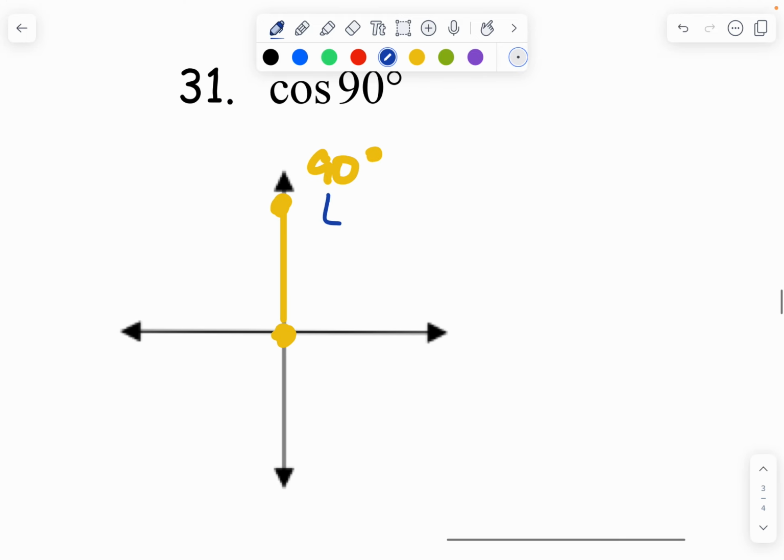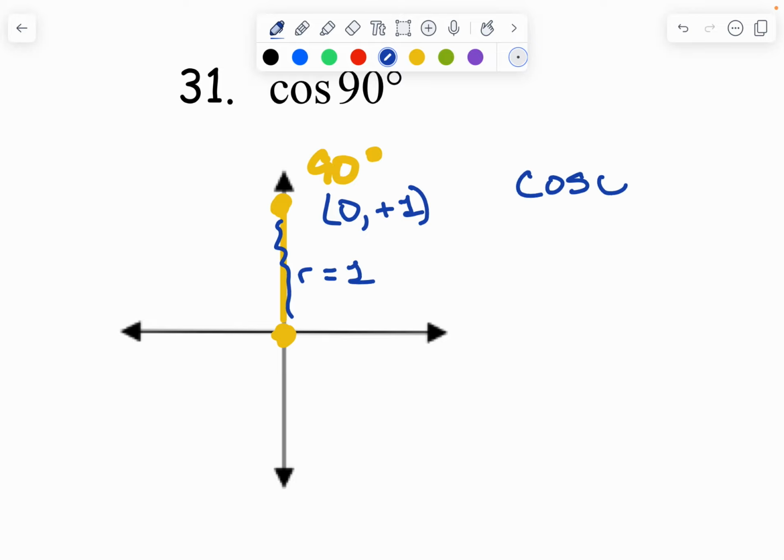Over here at 90, we're up at 0, +1. R, the length of the line, is 1. And cosine of theta is x. So in this case, our x value is 0.